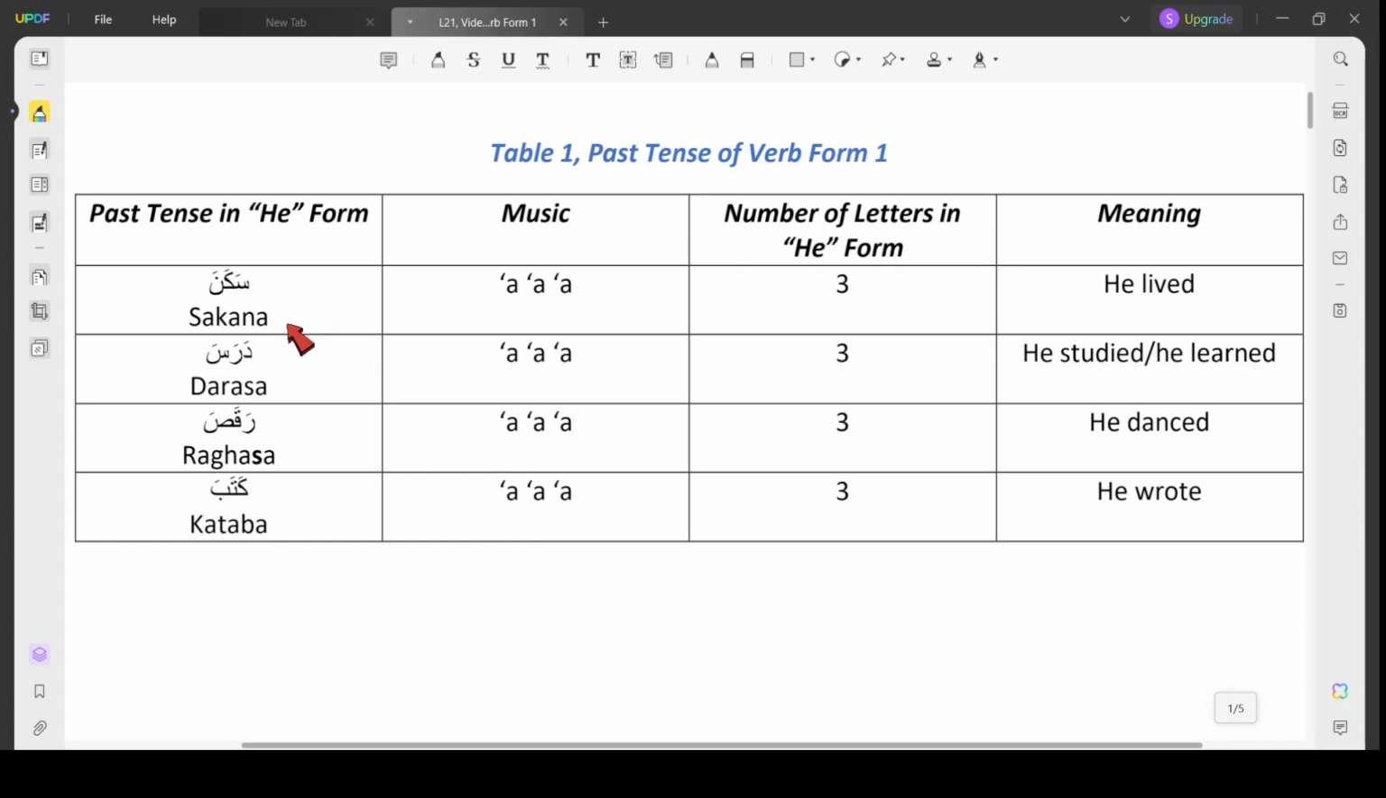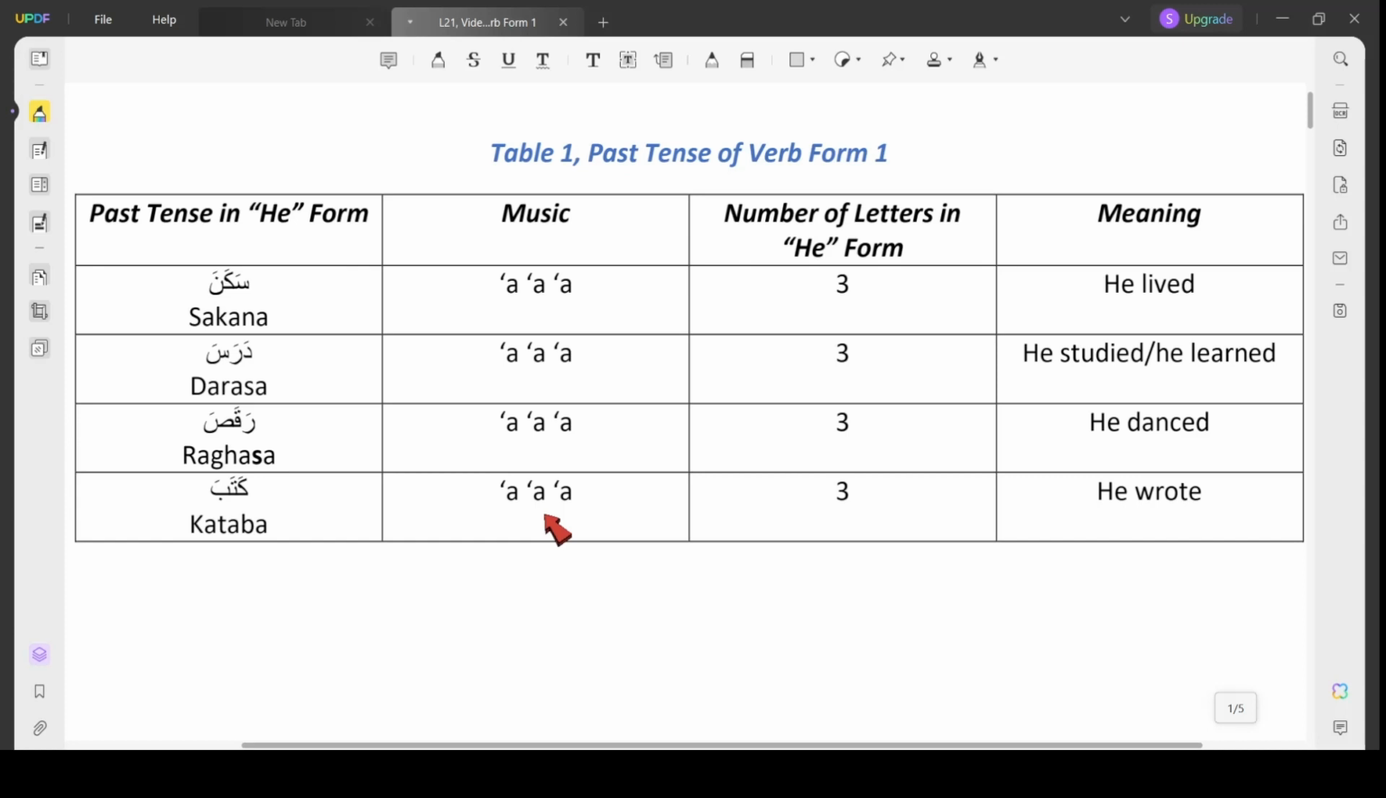Now let's read all the verbs in a row. Sakana, darasa, raqasa, kataba. Can you hear the music? All of them go a. So even though they are all different verbs, they all have the same vowel arrangement or the same music.